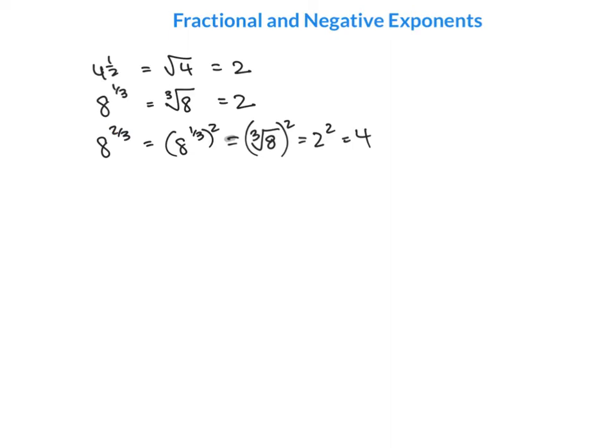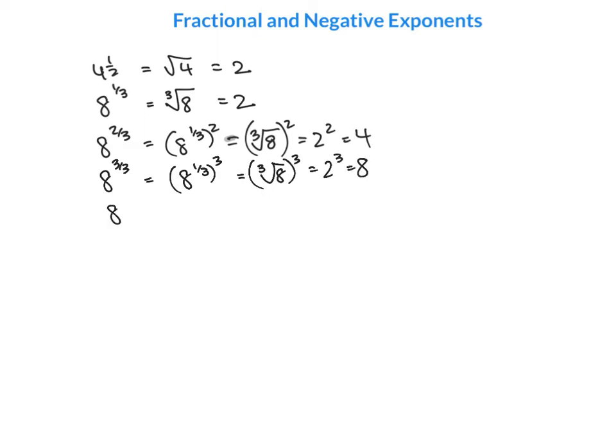So let's take a look at what if I had 8 to the 3/3. Well, hopefully in your head you're saying, 3 over 3 is 1, so 8 to the first power is 8. So let's just rewrite it here. That would have been 8 to the 1/3 cubed, which would be the cubed root of 8 cubed, which is 2 cubed, which does give me the 8, so it is holding.